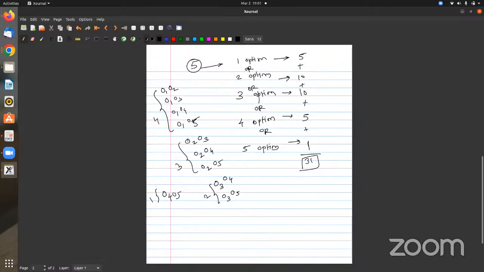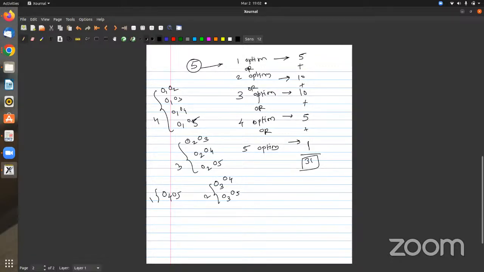Similarly, if I wanted you to choose 2 options out of the 5, either you can select option 1 and 2. This is one way to select two options. Or you can select the first option and the third option, or the first and fourth, or the first and fifth. So how many ways are there? Four. Similarly, you can select second and third, second and fourth, second and fifth, like this. If you add all these options, it becomes 10.